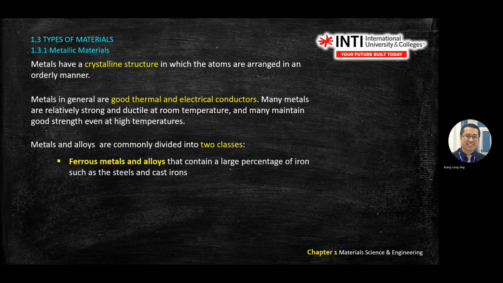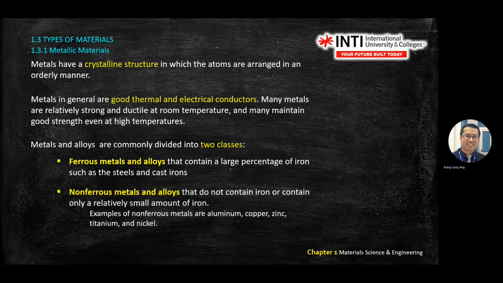Okay. So inside metallic elements, we can distribute another two classes. One is ferrous, one is non-ferrous. Ferrous metals or alloy. Okay, metals here, the word here means pure element. If you see the word alloy, it means there's a mixture of one or more metal elements.